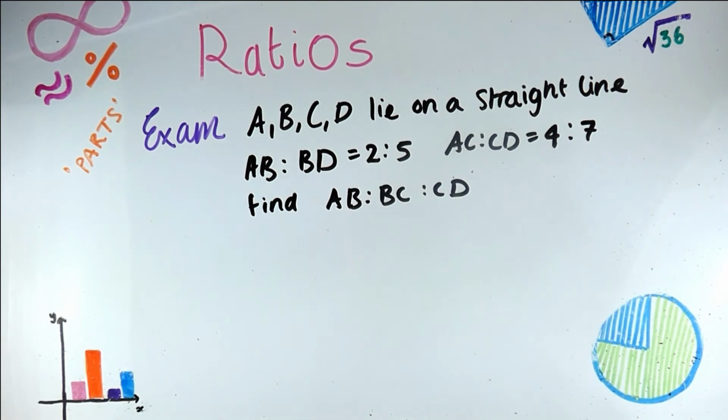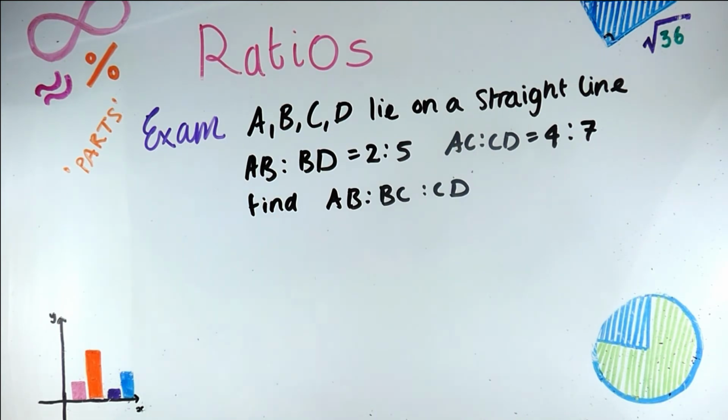Okay, so here we have A, B, C, D lie on a straight line. AB to BD is in the ratio 2 to 5. AC to CD is in the ratio 4 to 7. Find AB, BC, CD. Okay, doesn't make much sense unless you're looking at what I'm doing.